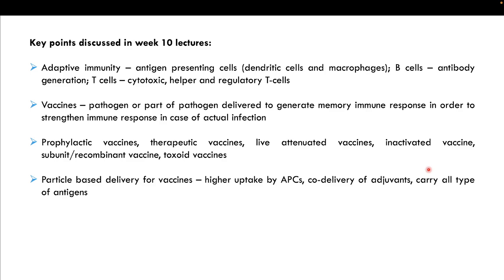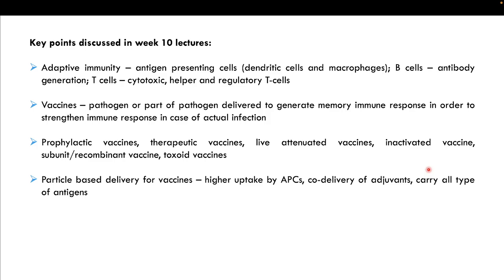Next is particle-based delivery for vaccines. So now that you know how vaccines are developed, you have to deliver these vaccines. Instead of delivering it as it is, we can make micro or nanoparticles of these vaccines. We learned about micro and nanoparticles a few lectures back, right? The most important advantage of micro and nanoparticles is that, since they are of a very small size, your macrophages and your dendritic cells very easily uptake them.